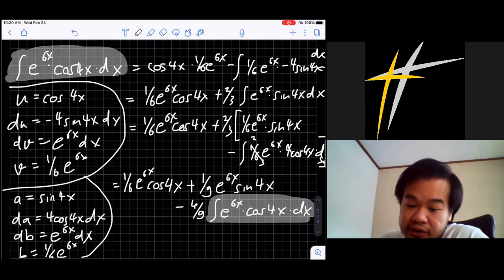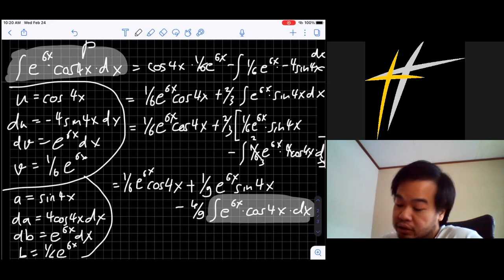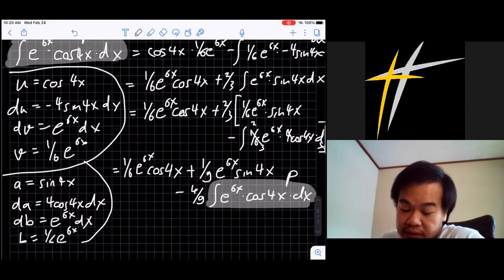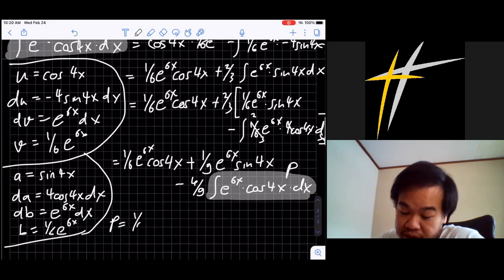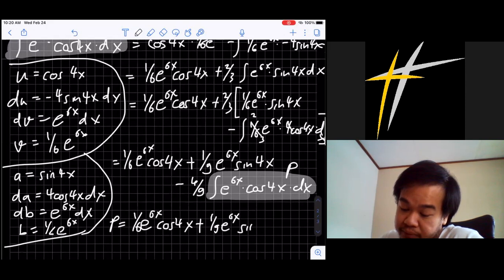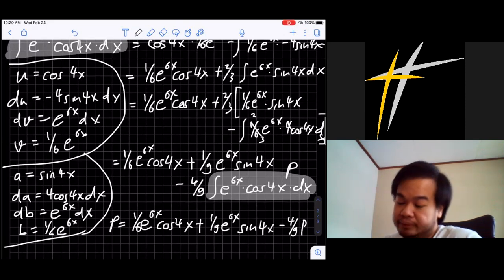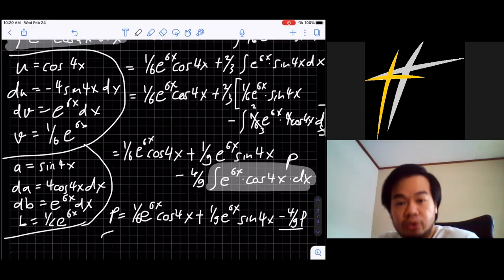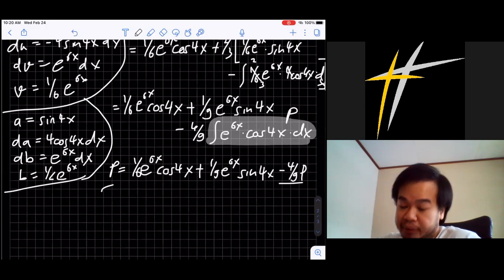So let's say that this is P. So this is also P, right? So actually we have P is equal to 1 over 6 e power of 6x cos 4x plus 1 over 9 e power of 6x sine 4x minus 4 over 9 P, right? It's the same. So what we need to do is add 4 over 9 P to both sides.